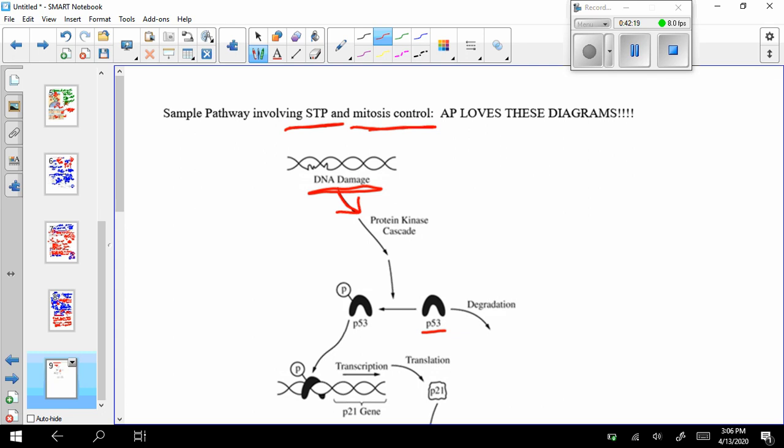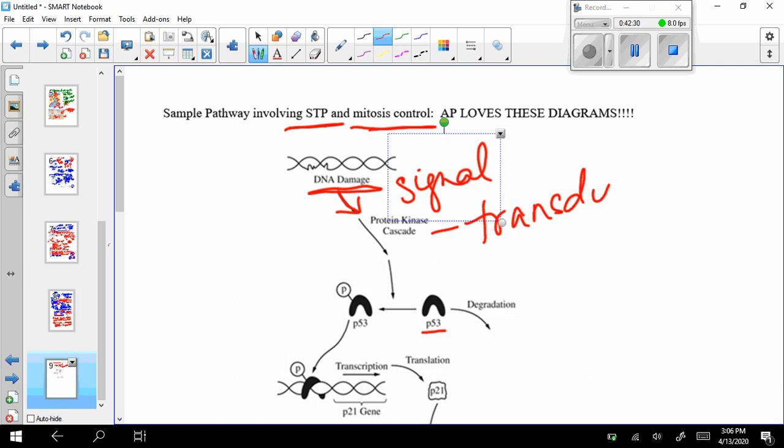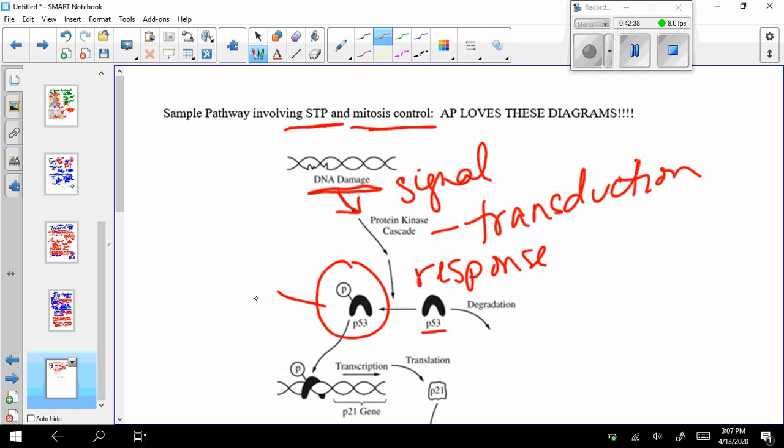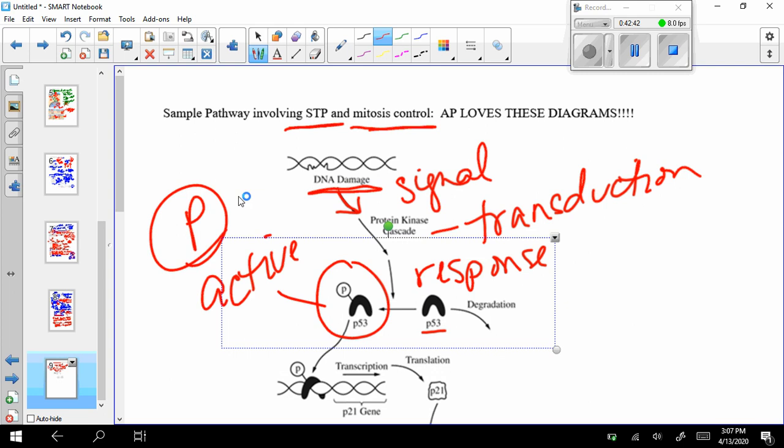If your cell has DNA damage, that is my signal. And that causes a protein kinase cascade. So that is my transduction. And my response is to activate this P53. So I know it's active because I see that phosphate group on it. I know that that is an activation signal.